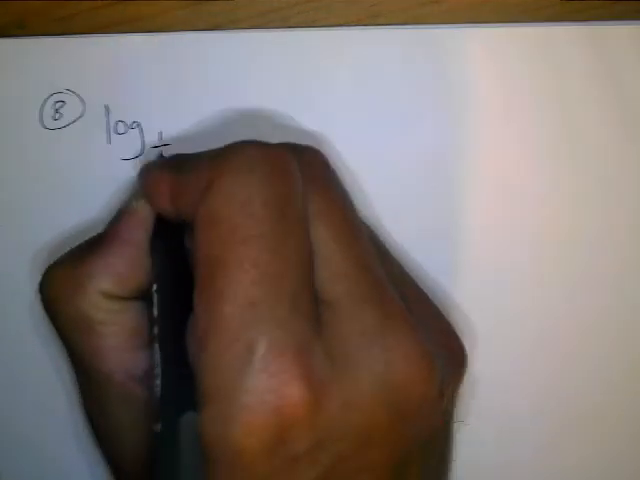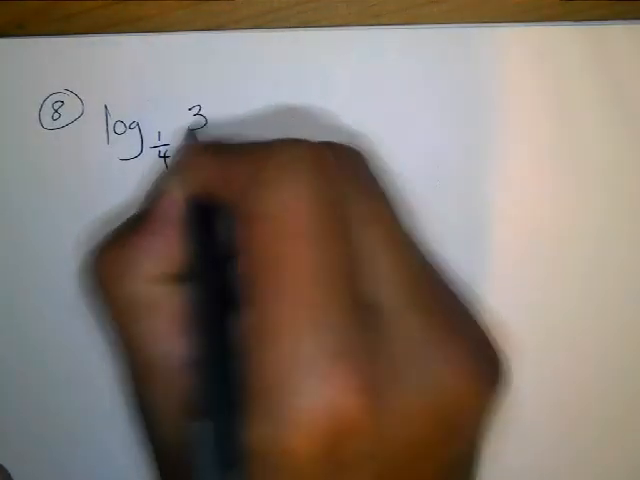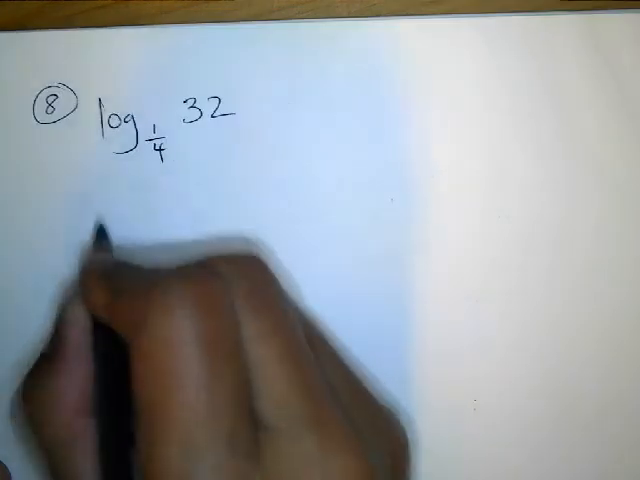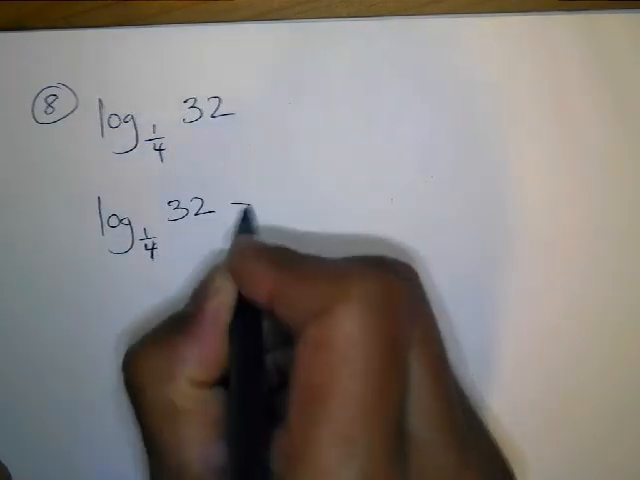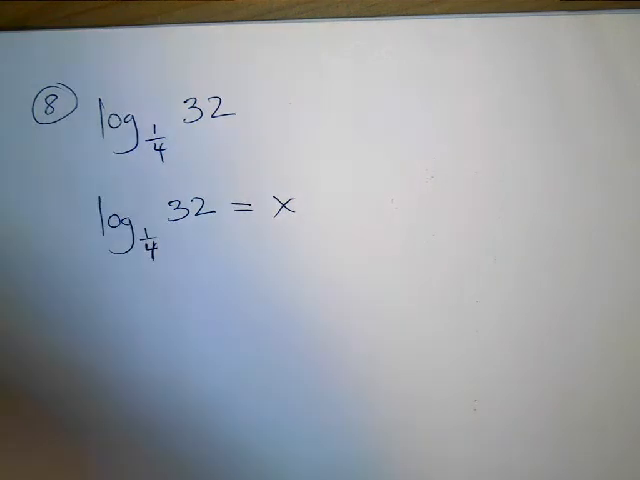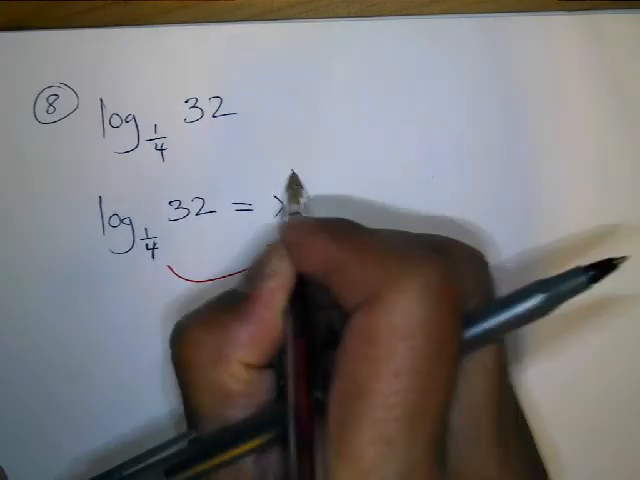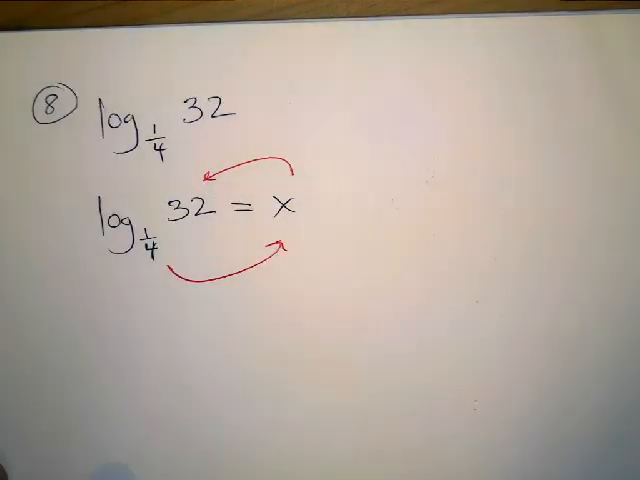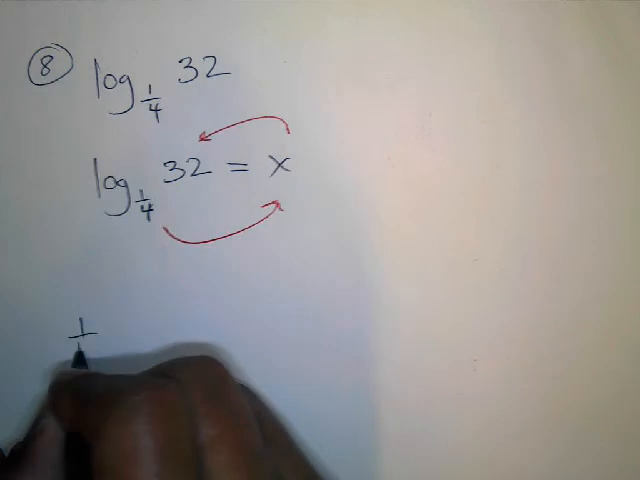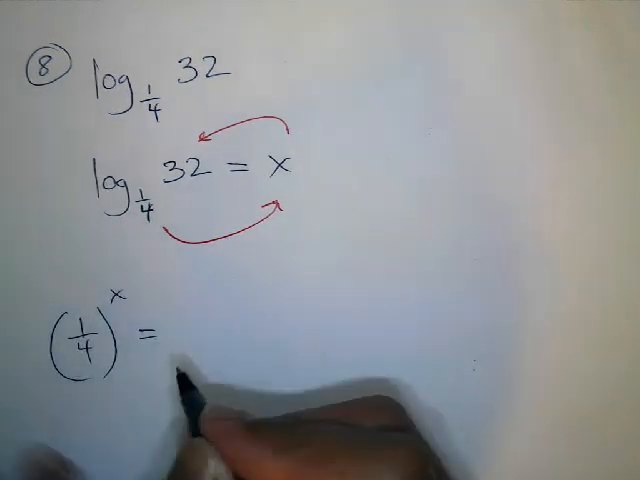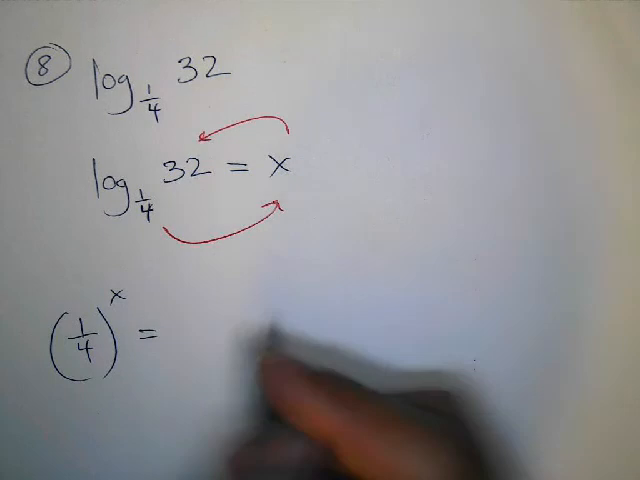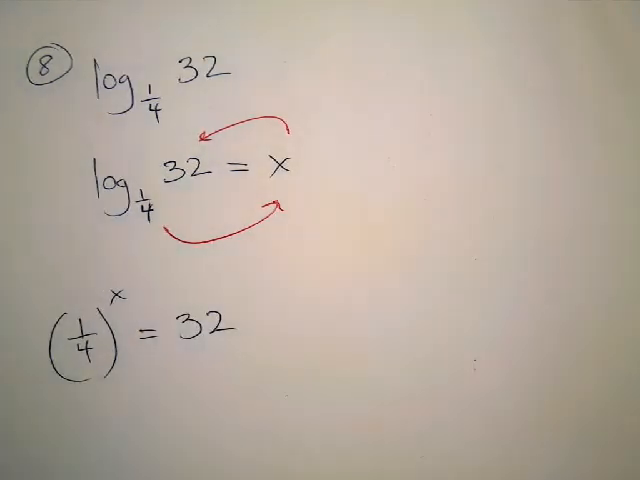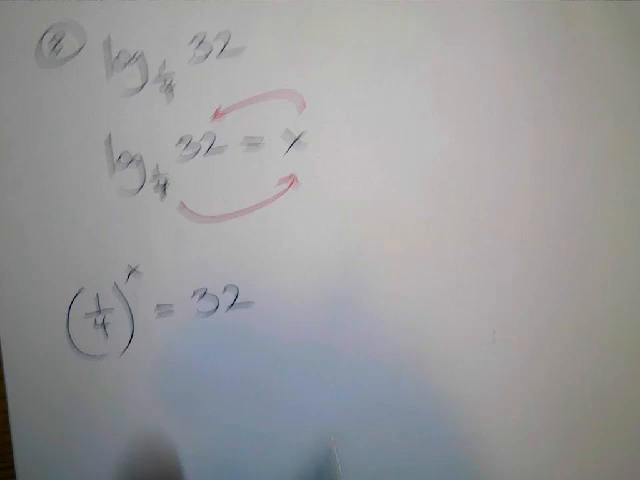Okay, last one. 8. Save the best for last. Here we go. Let's go. Log base 1/4 of 32. Woohoo! Log base 1/4 of 32 equals x. Change it to exponential form. Don't worry, we'll get to it. 1/4 to the power of x is equal to 32.